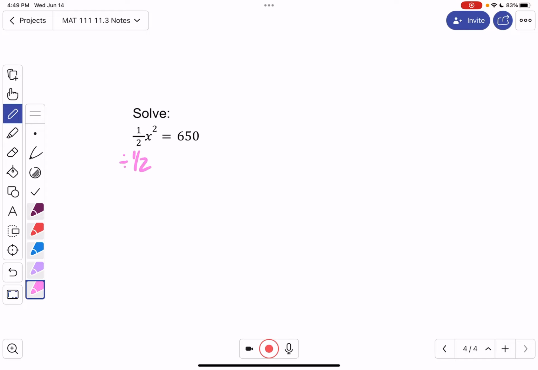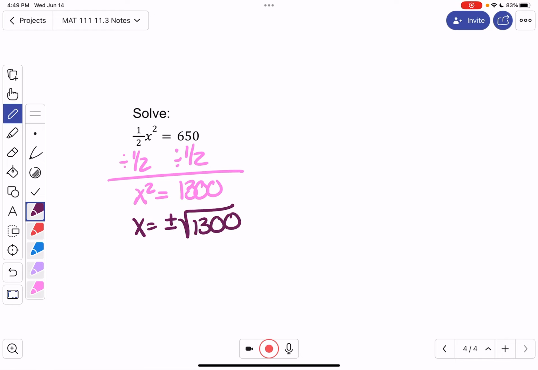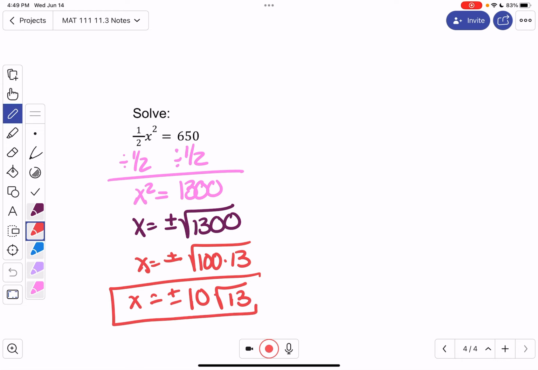So I'm going to divide by 1/2, which is like multiplying by 2. Undo a squared by taking the square root. Now, depending on what the question asks, we could simplify this. Plus minus square root of 1,300. 1,300 is like saying 100 times 13. The square root of 100 is 10 with the root 13 after it. So if we need exact, that's our exact simplified. If we don't need exact, we can just plug this right in the calculator and we would get 36.06. So it just depends on what it's asking.